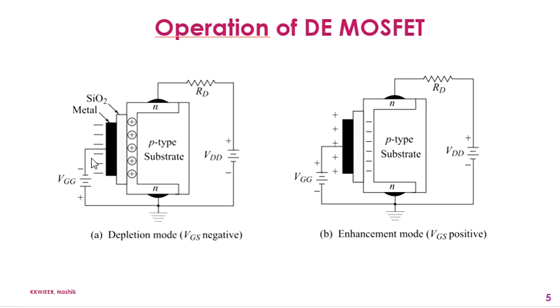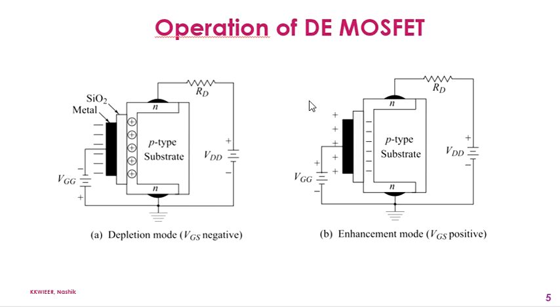What are the key points? You have to remember that the n channel D MOSFET conducts drain current for gate to source voltage between VGS off and 0, and D MOSFET conducts for values of VGS above 0. That time only the current will flow.